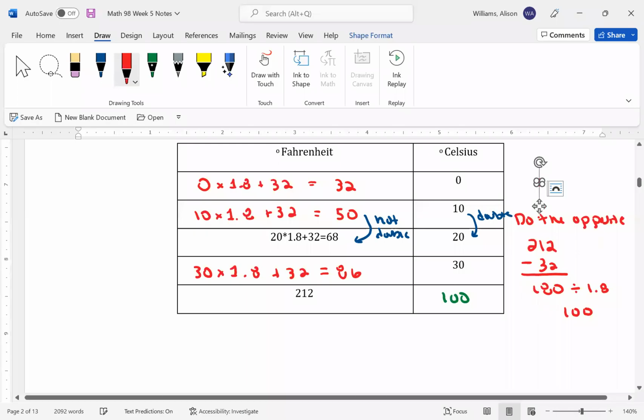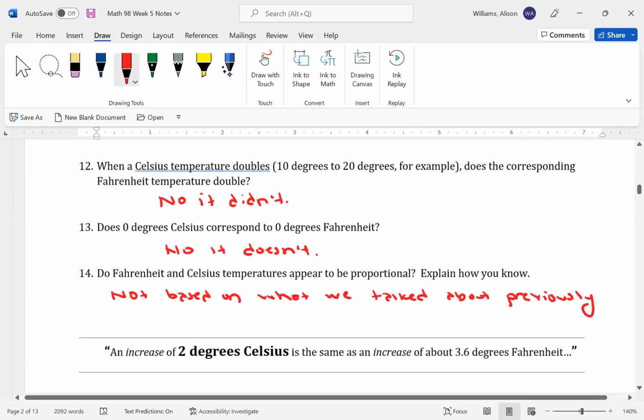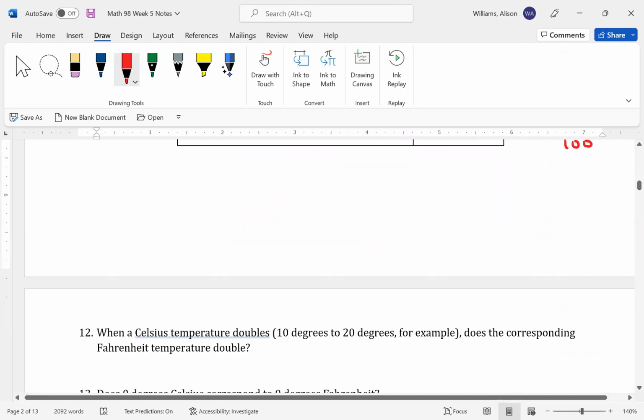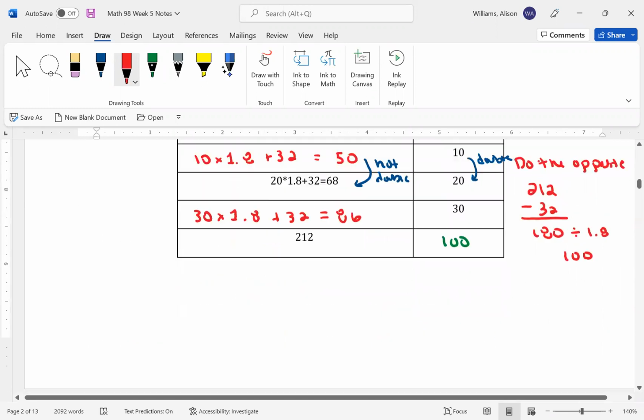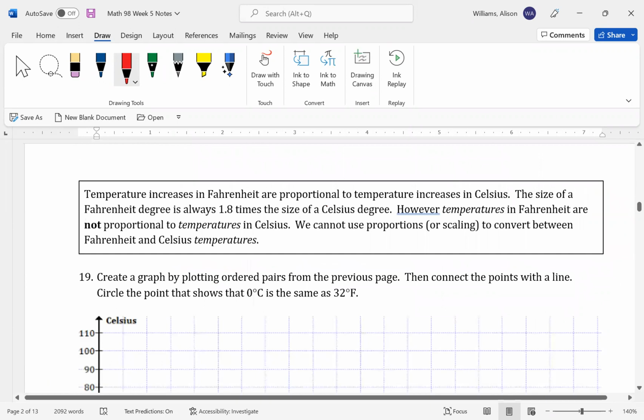Sorry, my computer just lagging out there for a second. It's very upset at me for touching the screen. Get over it. There we go. Okay. 30 degrees Celsius is 86 degrees Fahrenheit. It's so mad at me. All right. Get over it, computer.